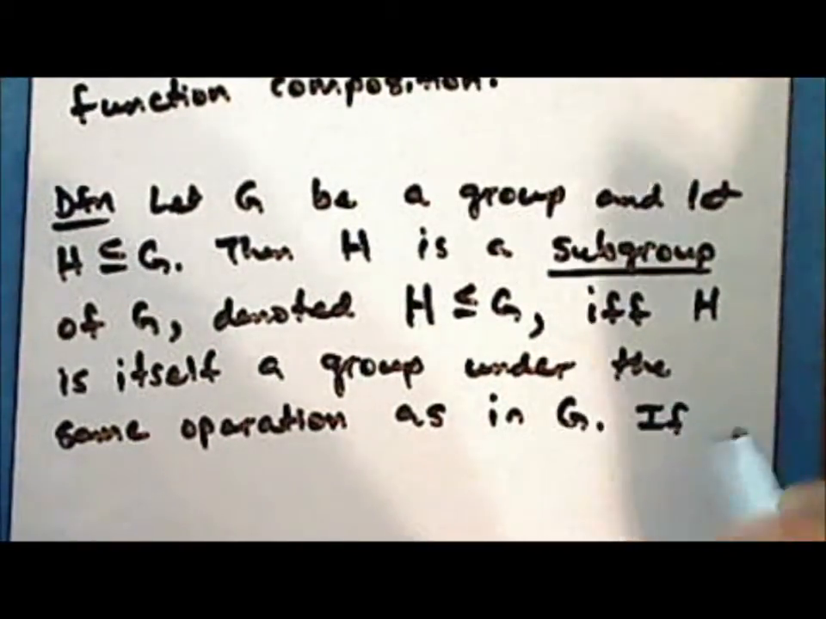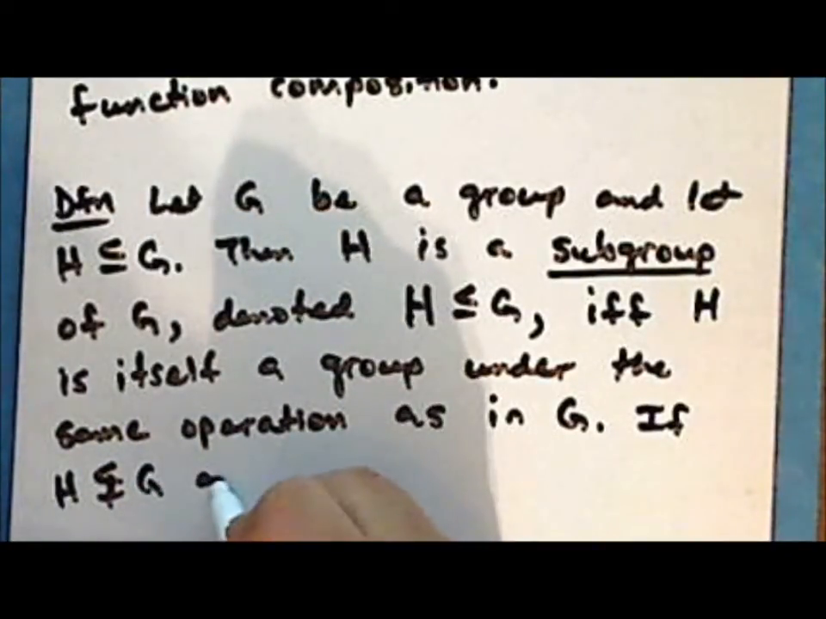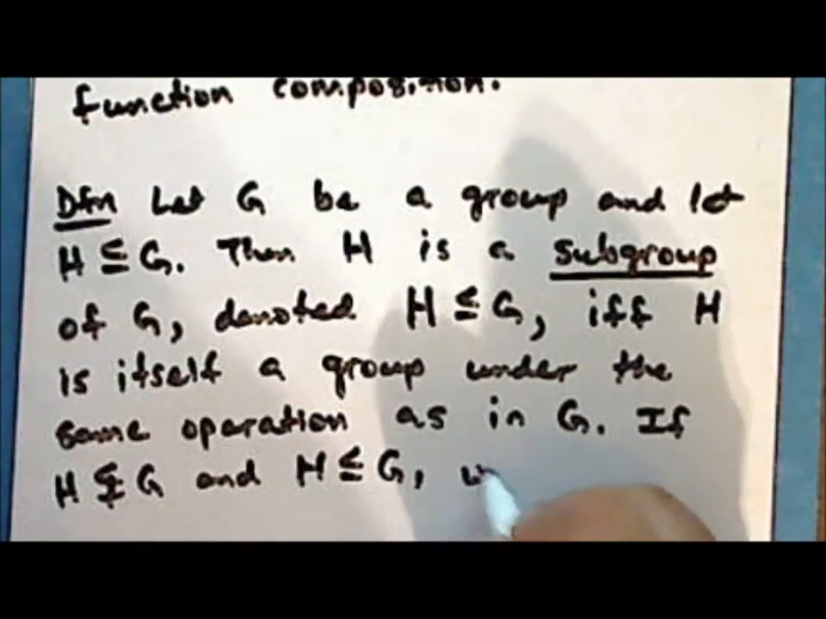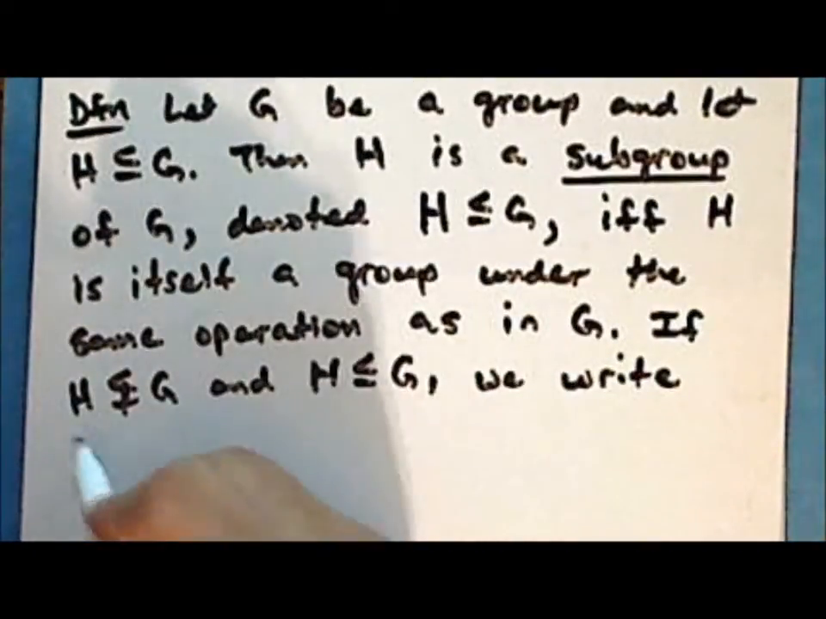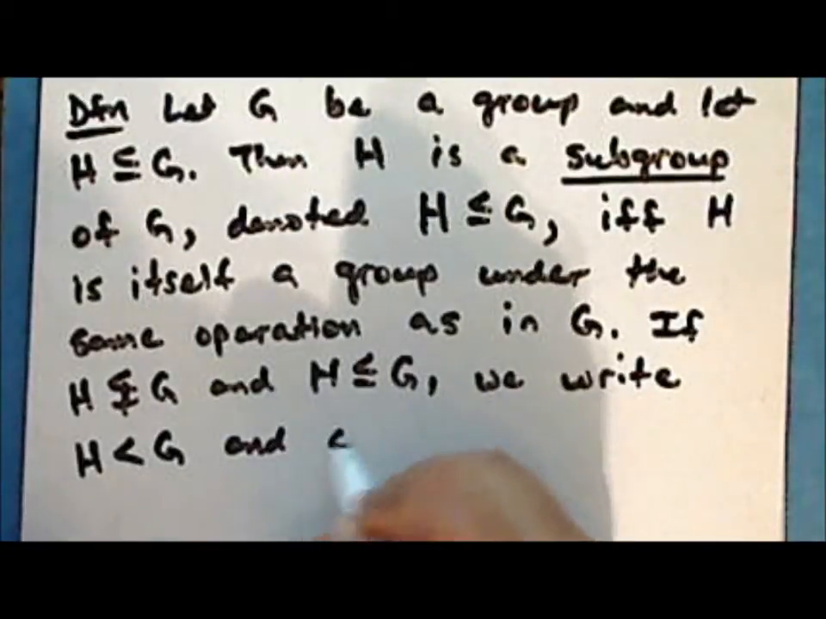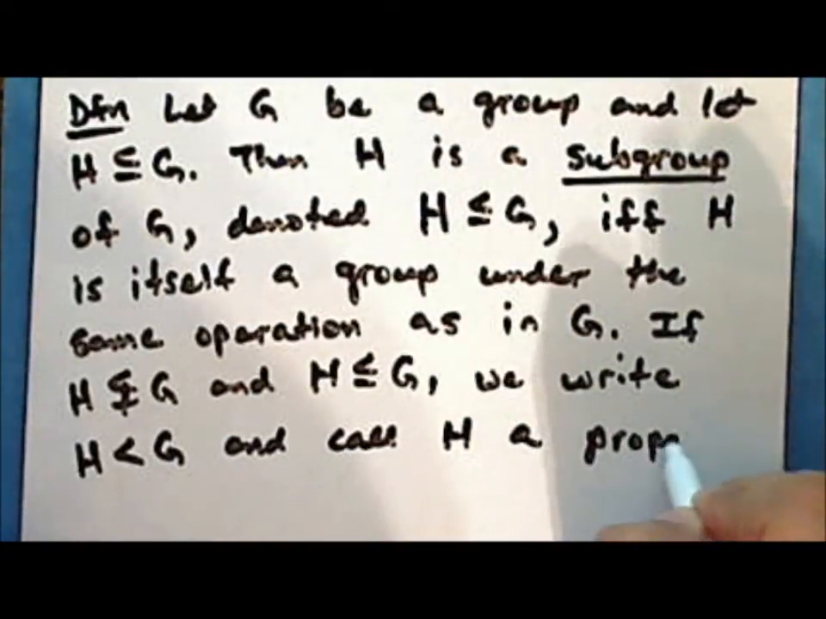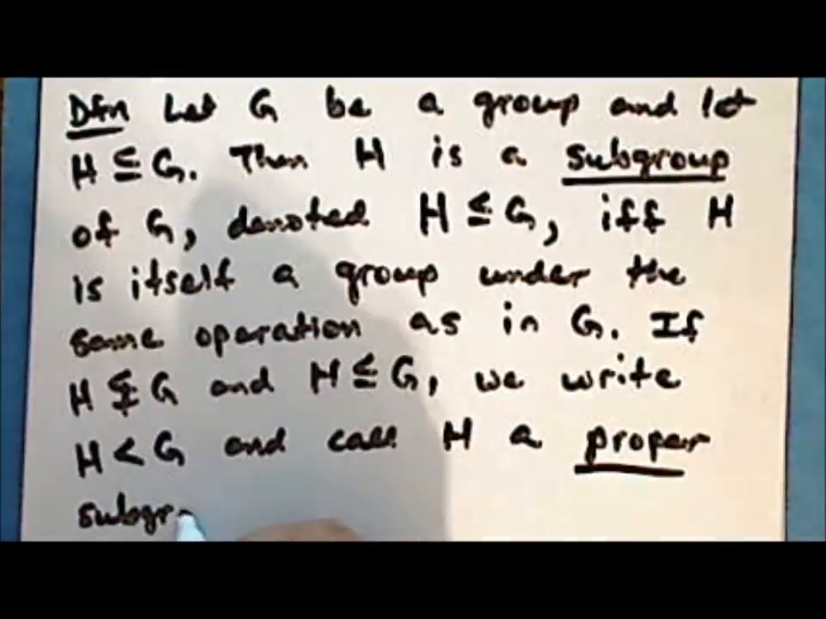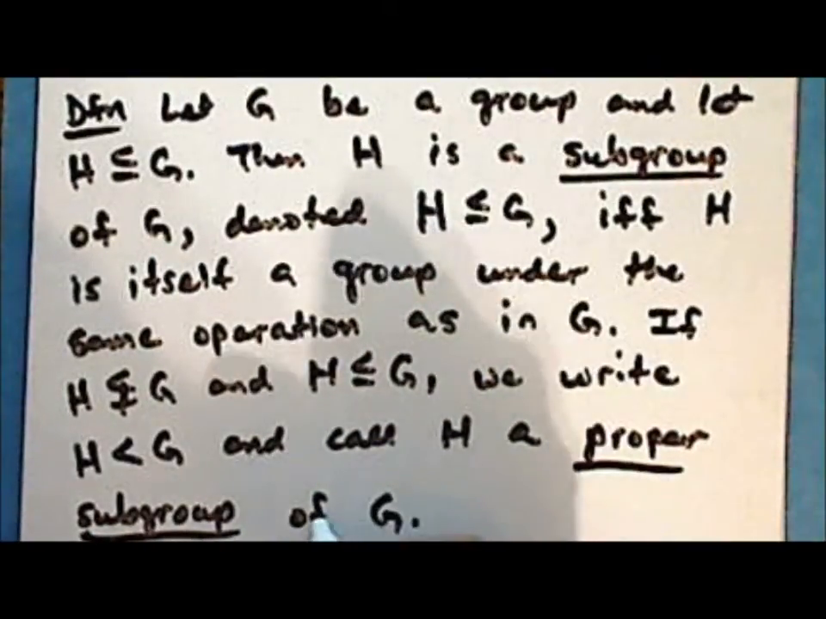Now if H is a proper subset of G and H is a subgroup of G, we write H less than G, and we call H a proper subgroup of the group G.